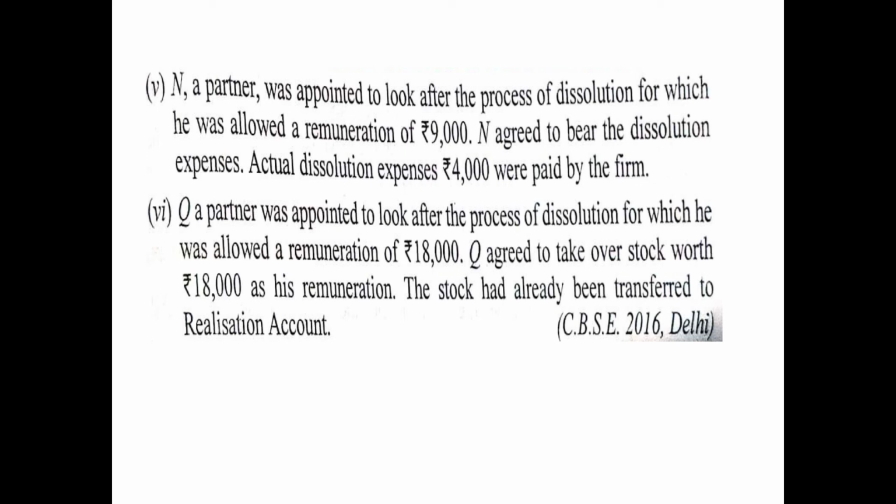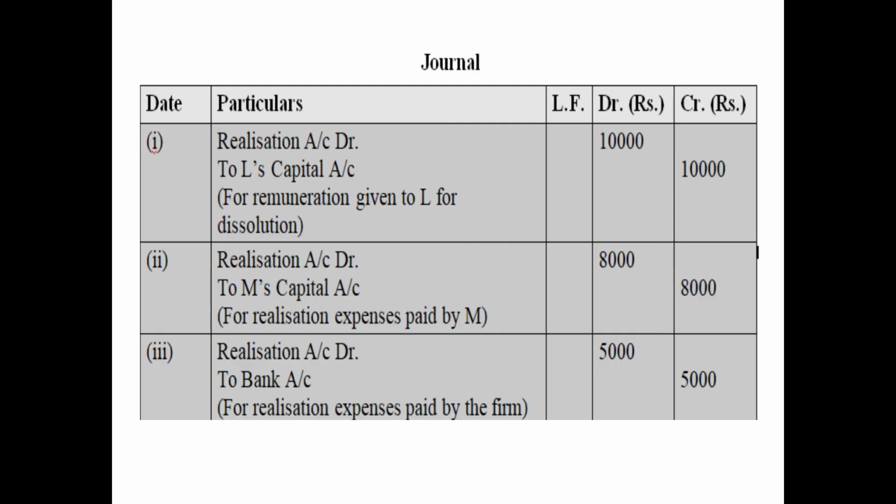So if we pass the entry, since this 18,000 is an expense on account of realization, realization account should be debited with 18,000. Second, since he is taking the asset, the asset needs to be credited, but since the asset is already transferred to the realization account, instead of the asset we will again credit realization. So the entry will be realization account debited 18,000 to realization account 18,000. Both the debit and credit are realization account. Hence in this case there will be no entry. Now let us see the solution.